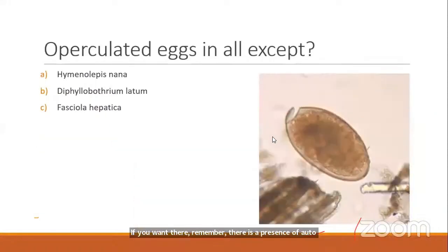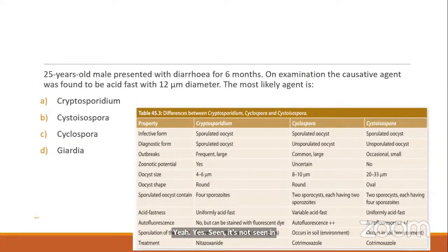Okay. So operculated, this is operculum, just like a mouth opening. It is seen in all of the following eggs except for which? It's not seen in Cyclospora. It can range up to a size of 22 micrometers. It is usually in a median size of around 20 to 33 micrometer.